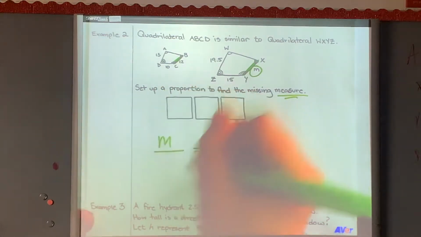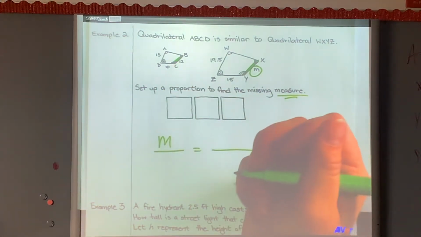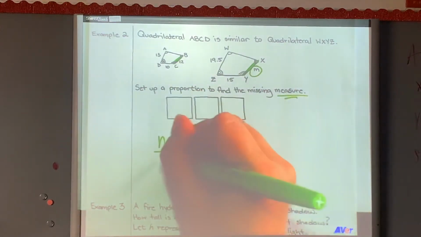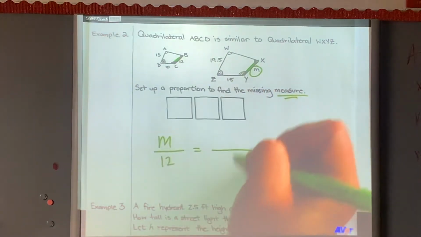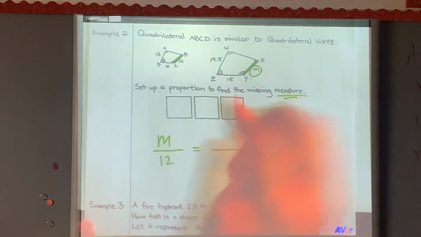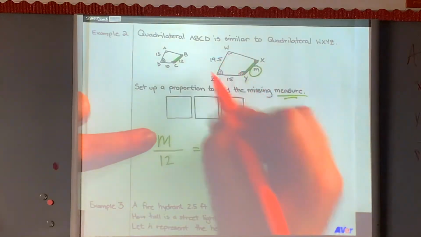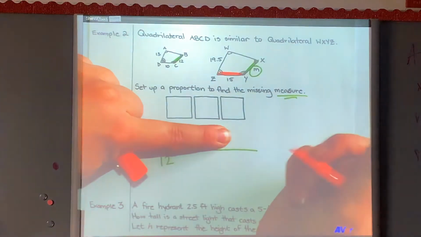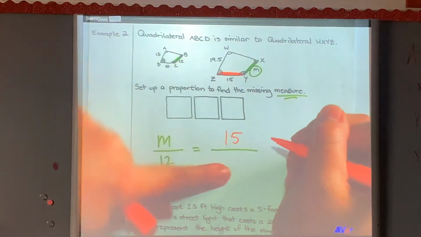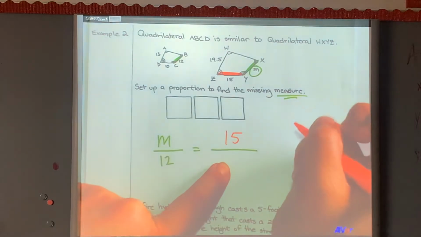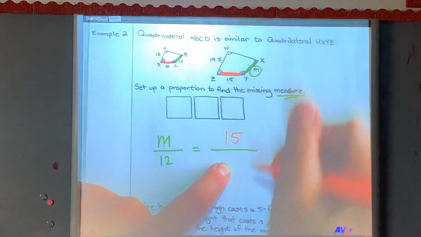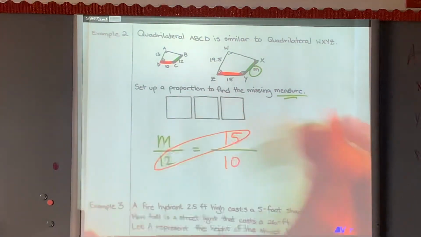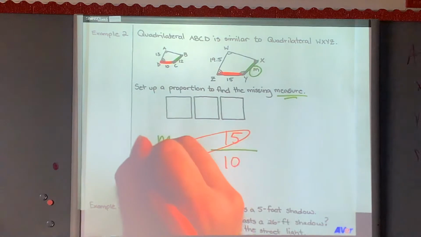I do want M to be my first one. You could honestly set these up however you want. I'm just going to do it this way. So I'm going to do M over 12. Which means that on my second fraction, since this was from the big quadrilateral, I'm going to need to use a number from the big quadrilateral also. So I'm going to use 15. Now, this number has to be from the smaller quadrilateral, which needs to be a corresponding side with the orange line that I just drew. And we will be cross multiplying here. 12 times 15 is 180.